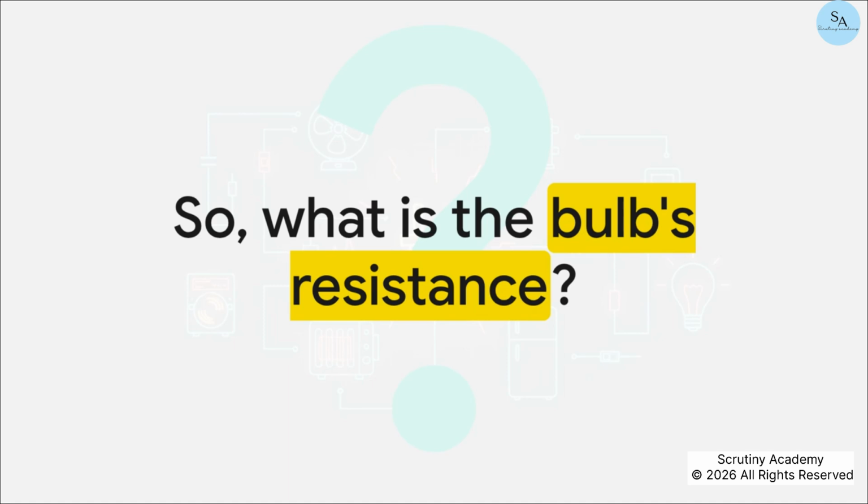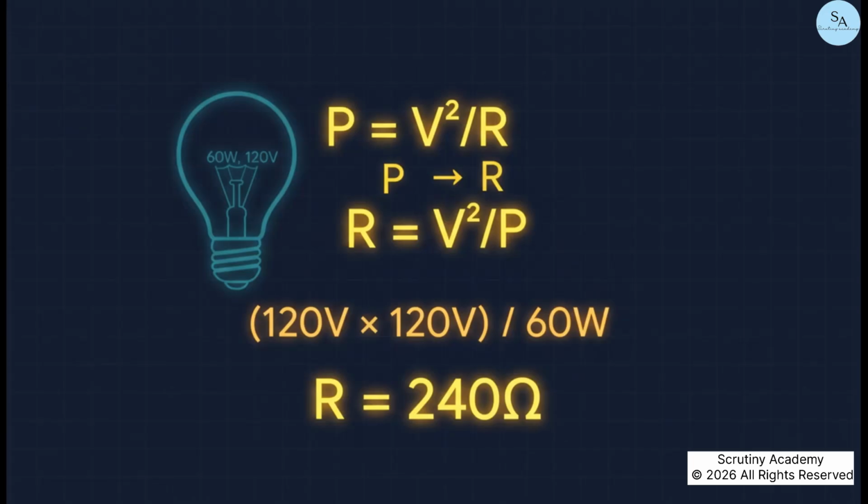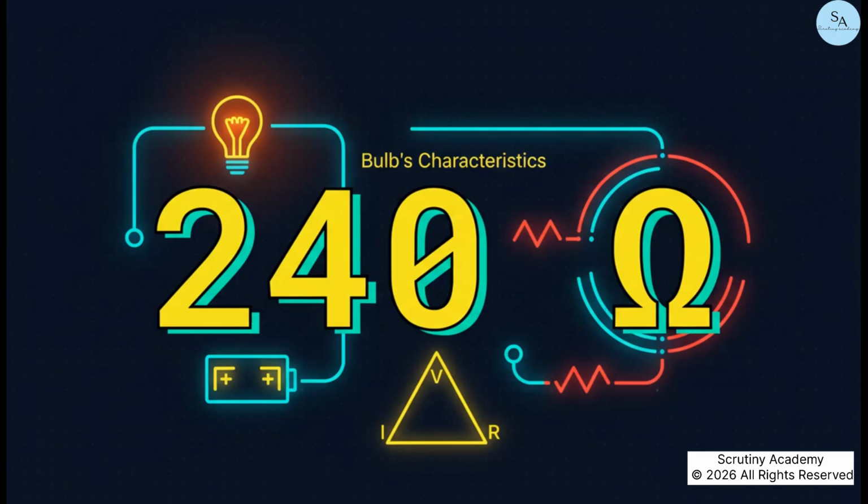Now, that little label gives us enough information to play detective. We can figure out a hidden property of the bulb itself. So, what is its resistance? All right, let's think. We know the power and we know the voltage. Which of our three formulas connects those two things with resistance? Yeah, that P equals V squared over R one. We'll just shuffle it around a bit to solve for R, which gives us R equals V squared divided by P. Now we just plug in the numbers. That's 120 times 120 on top, divided by 60 on the bottom. And what do we get? 240 ohms.